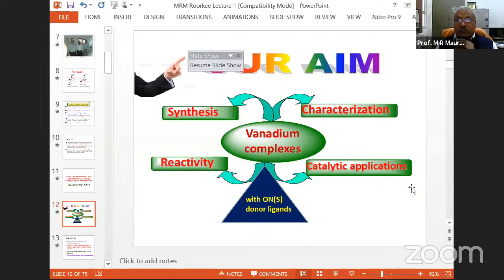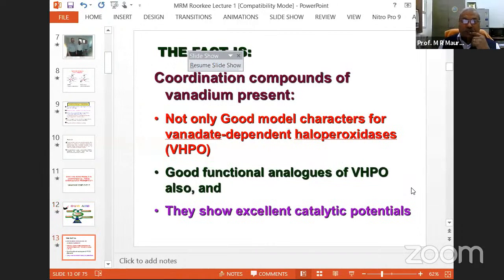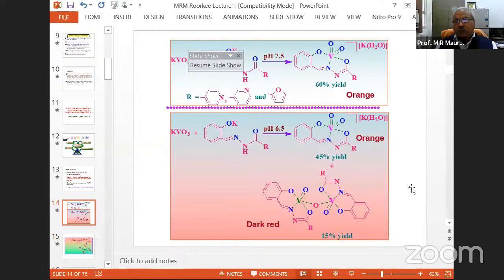So we were looking at the methods, how to prepare these complexes. Ultimately the idea came and we started doing some chemistry here, and I'd like to show you that.